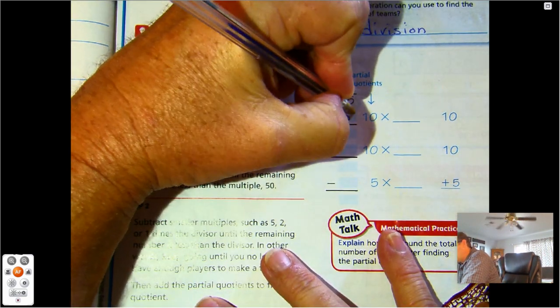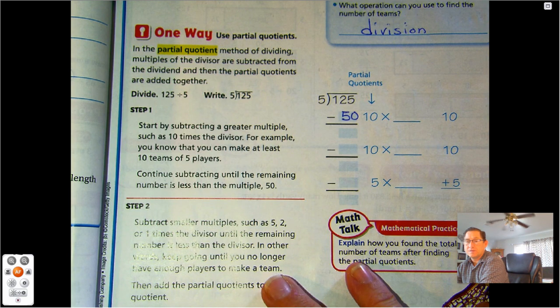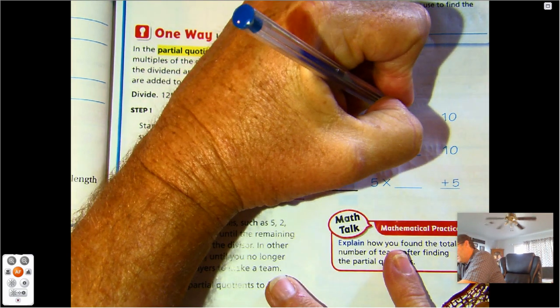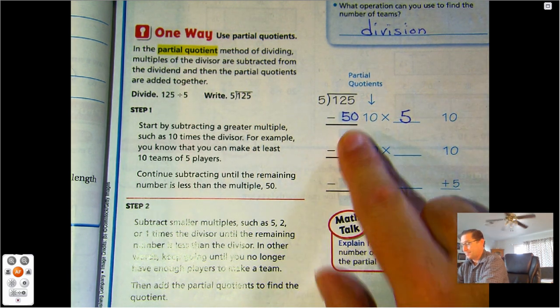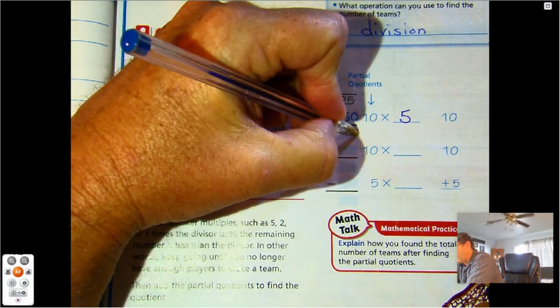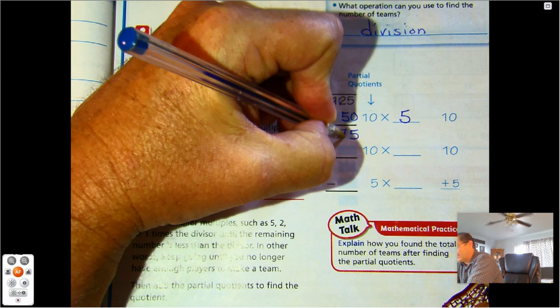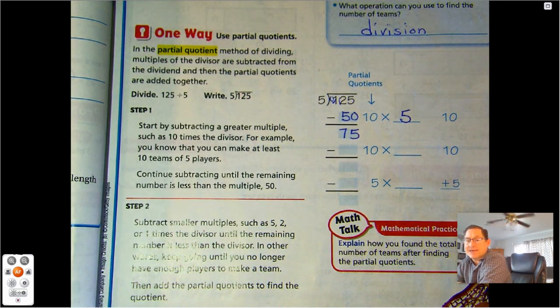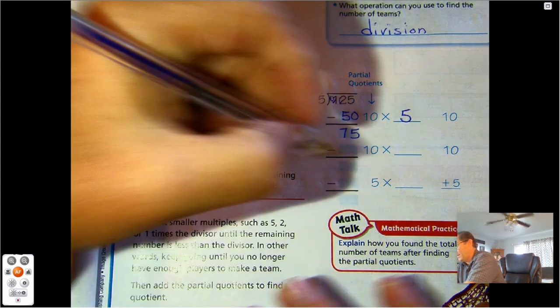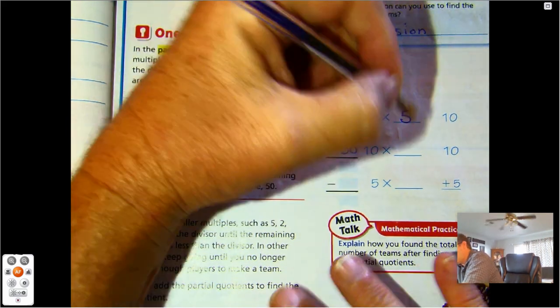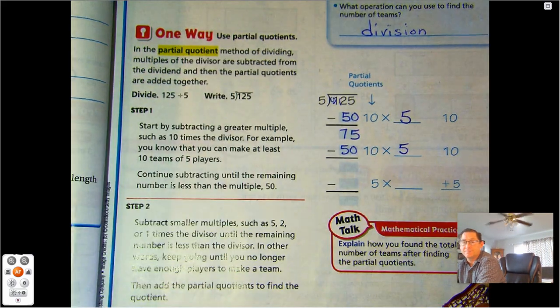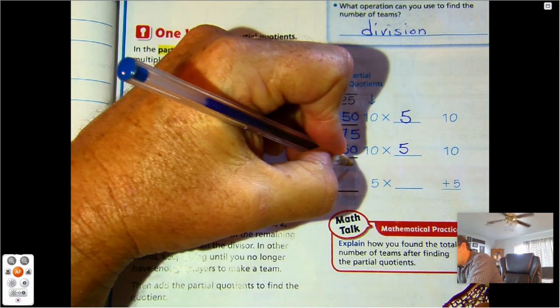And so we're going to put 50 there. And so our divisor is 5, right? Okay. So 10 times 5 is 50. And when we subtract, we have 75 left. Can I take away another set of 10 5s? Yeah, 10 times 5 is 50, which is less than 75. So I'm going to take away another 50, which would be 10 sets of 5. And I subtract and I hit 25.